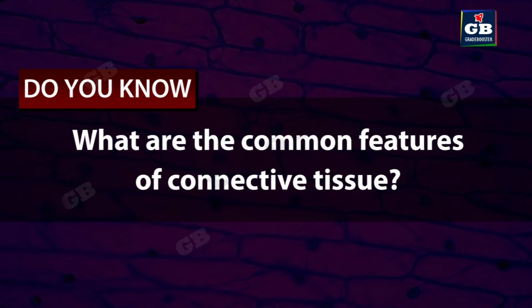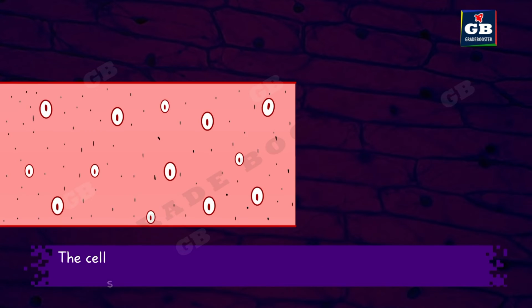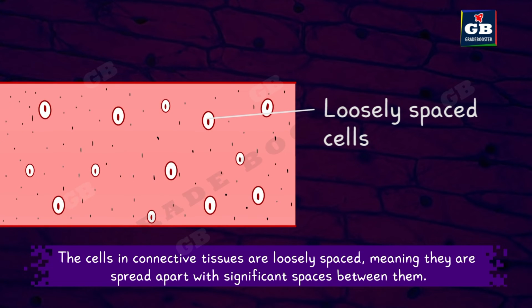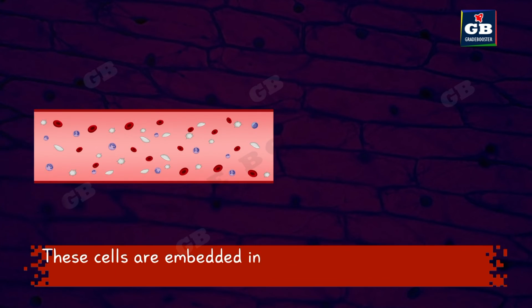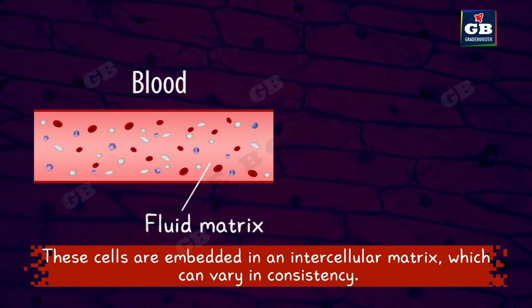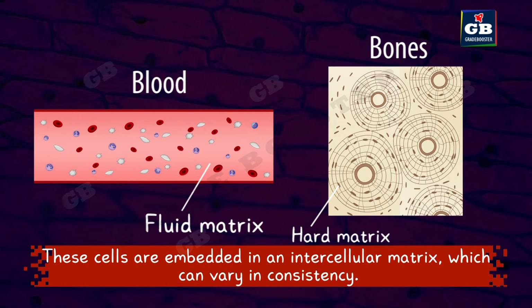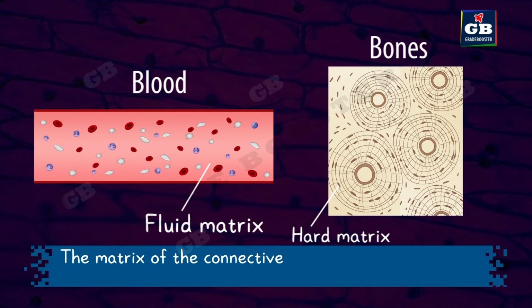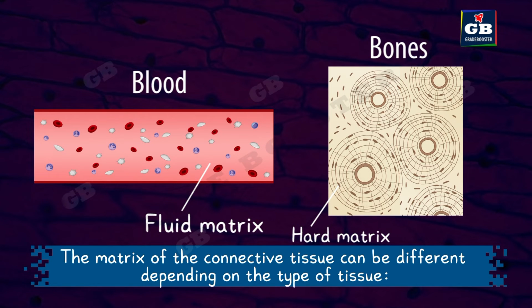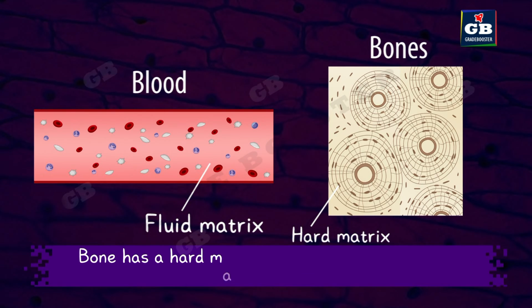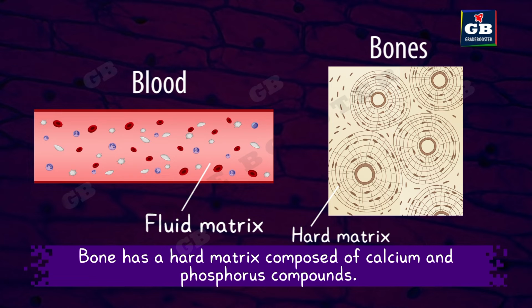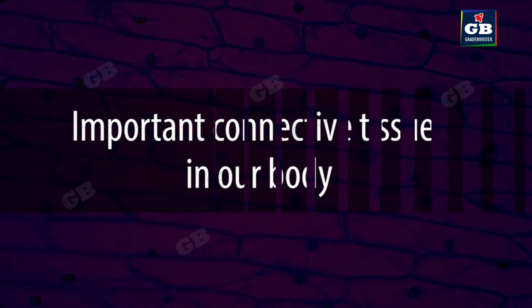Common features of connective tissue. The cells in connective tissues are loosely spaced, meaning they are spread apart with significant spaces between them. These cells are embedded in an intercellular matrix which can vary in consistency. The matrix of the connective tissue can be different depending on the type of tissue. Blood has a matrix that is fluid. Bone has a hard matrix composed of calcium and phosphorus compounds.